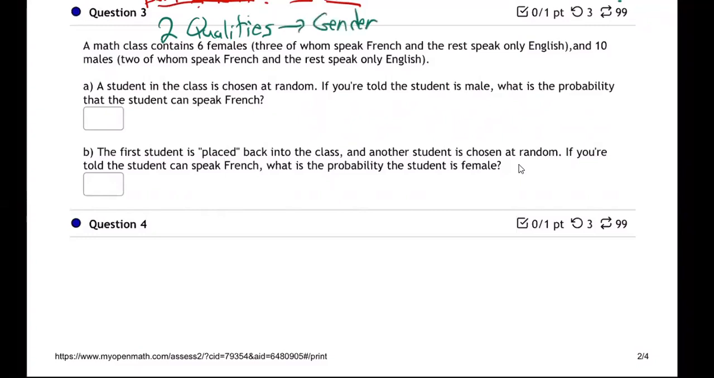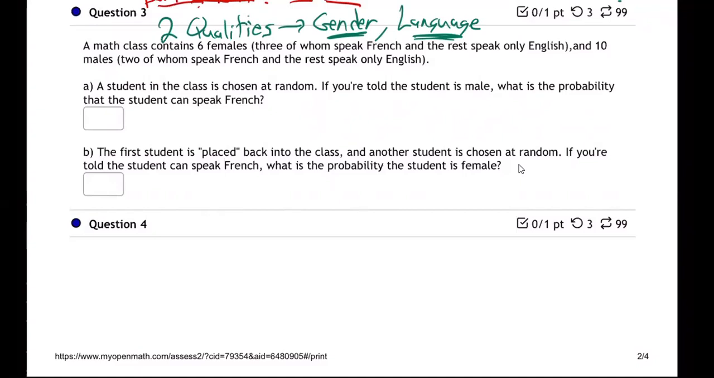Gender, whether you're male or female, and language, whether you speak French or not. They all speak English, but whether they speak French or not. So there's the gender, and then there's whether you speak the other language, French, or not. Remember what we do when we have a 2-quality problem?